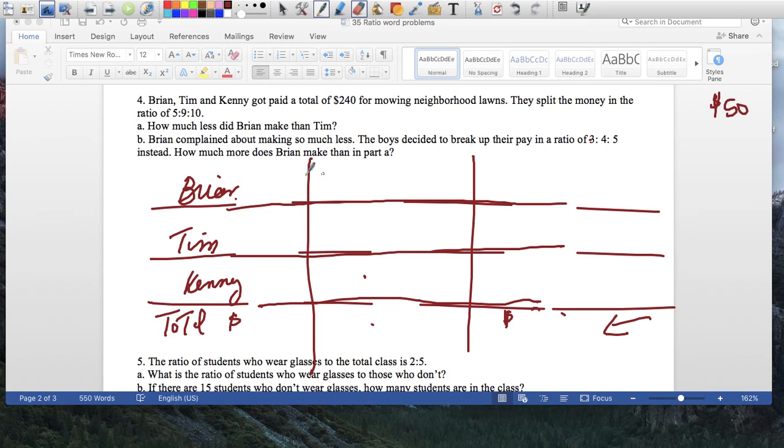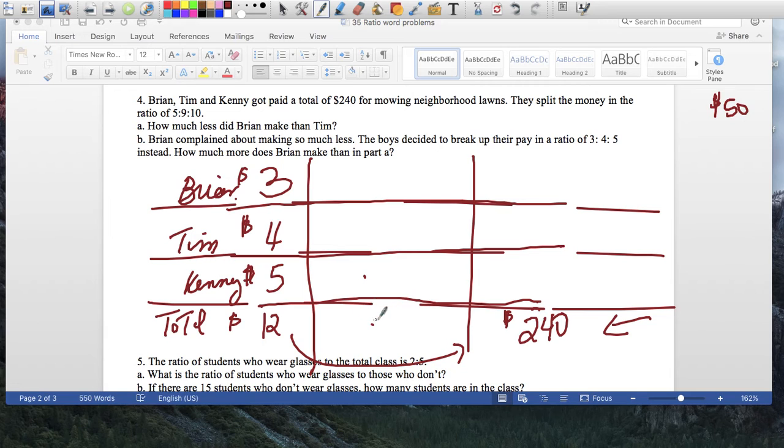So Brian got paid 3. So now it's a different ratio. Brian got paid 3. Tim got $4. And Kenny got $5. So let's make a total of this. So 3 plus 4 is 7, plus 5 is 12. So when they have $12, Kenny gets 5, Tim gets 4, and Brian gets 3. Well, it's not that bad. So now, same total. What happens when they get $240? How much money will they each get?